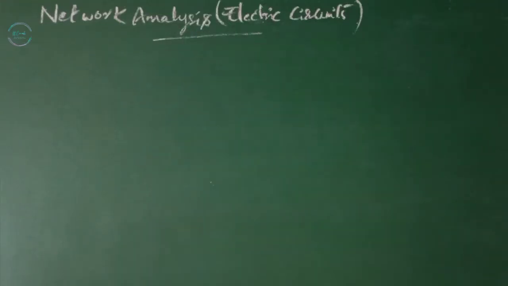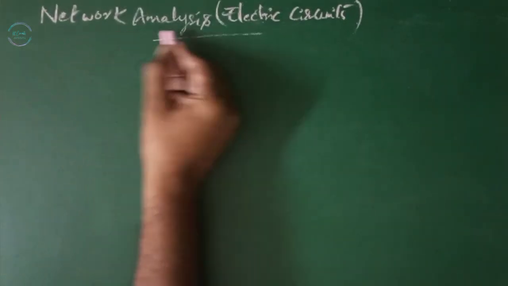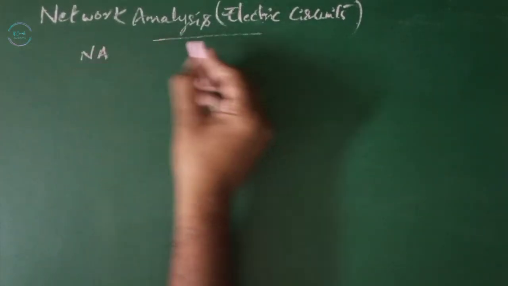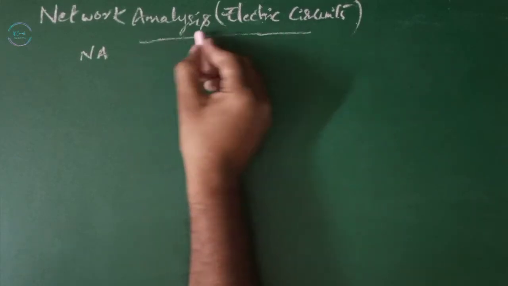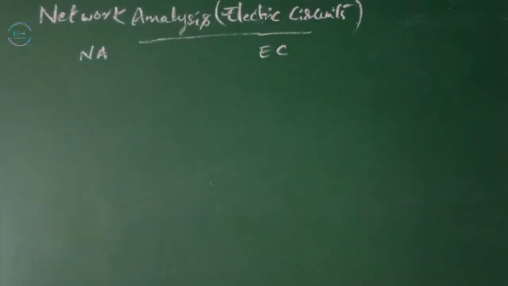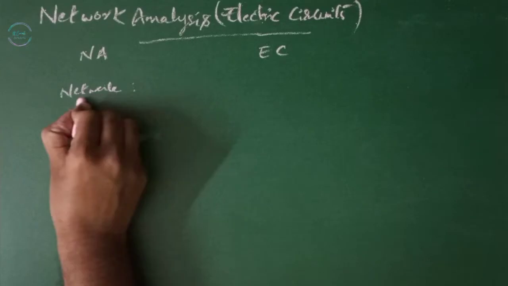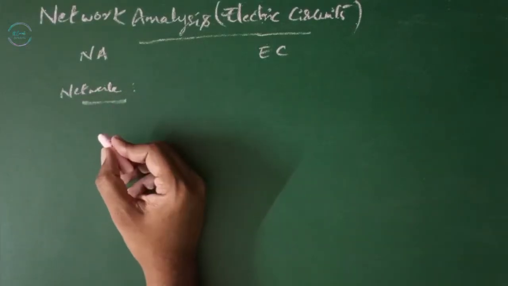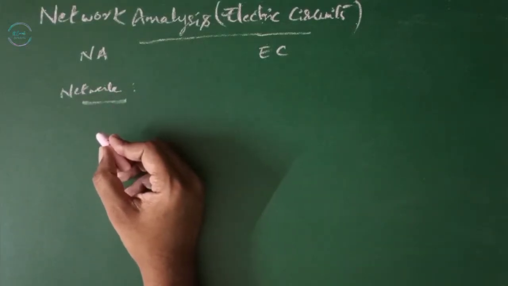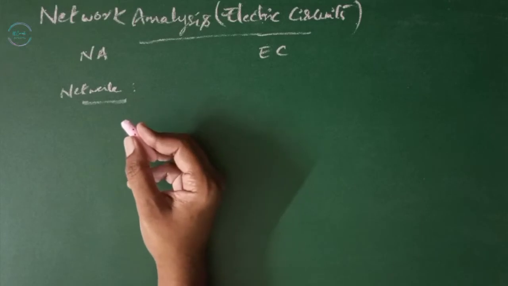Network analysis or electrical circuits. Few of you might have studied this subject under the name of network analysis, that is NA, and few of you might have studied it under the name of electrical circuits and network. The interconnection of two or more circuit elements is called an electrical network. If a network contains at least one closed path, it is called an electrical circuit.